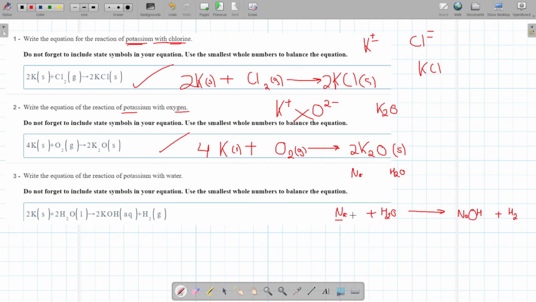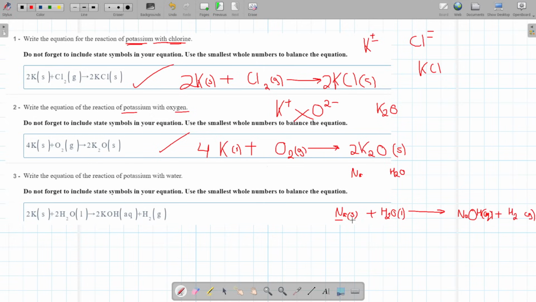Now let's put the state symbols. Na is obviously solid. H2O is liquid. NaOH is going to be aqueous because it's ions. NaOH is the same as saying Na plus OH minus, and since they're ions, it's always aqueous. And H2 is going to be gas.